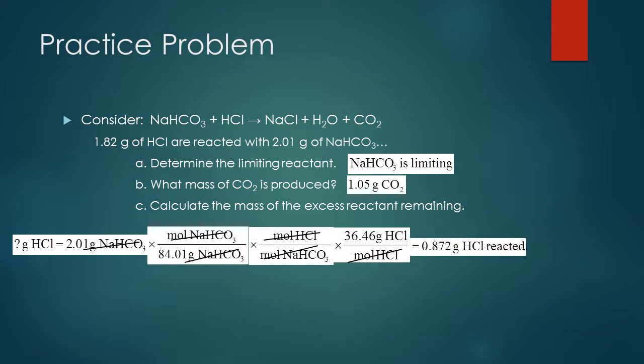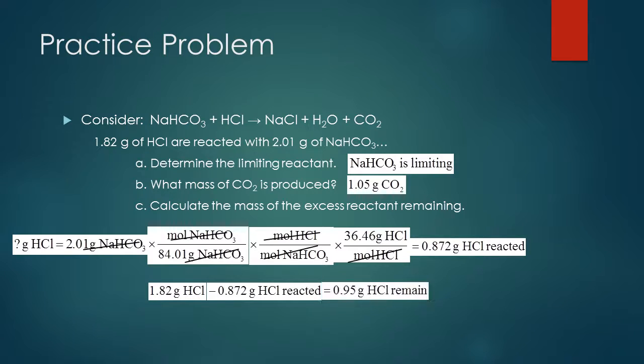Remember, that is not answering the question. The question asks us for the mass of excess that remains. So I want to subtract that from the mass we started with. We started with 1.82 grams of hydrochloric acid minus the 0.872 that reacted, and this gives us 0.95 grams of HCl remaining. So we have answered our three questions.